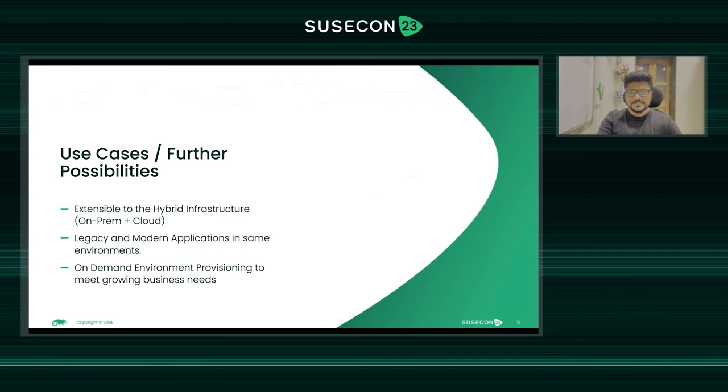So the use cases and further possibilities: this solution can also be extended to hybrid infrastructure, wherein a set of secured services can be on-prem and some of the services can also be in the cloud. And you can provision on-demand infrastructure depending upon the load of the application. In the Harvester environment, we can have the legacy application in VMs as well as modern applications on containers in the same environment itself.